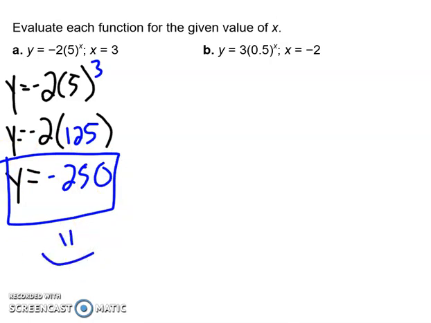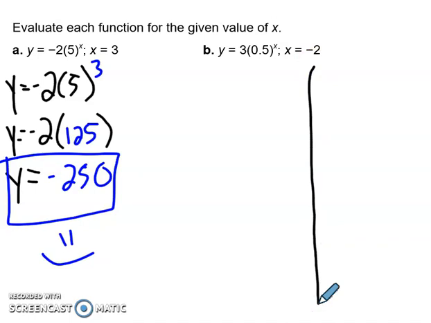Nice job. Now over on the right-hand side, we have y is equal to 3 times 0.5 raised to the x power, and we want to see the value of y when x is equal to -2. So there's two ways that we can go about this, and I'm going to show you both. One, we can work with decimals, or we can work with fractions. So I'm going to separate this page in half.